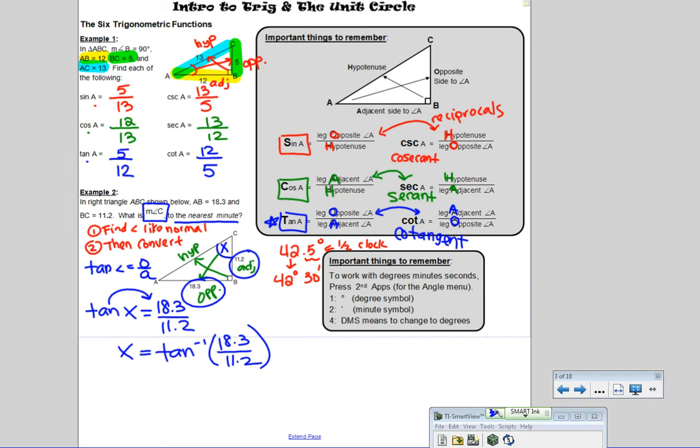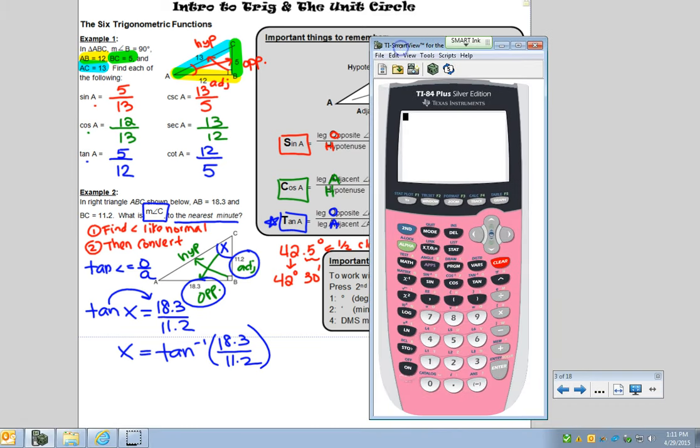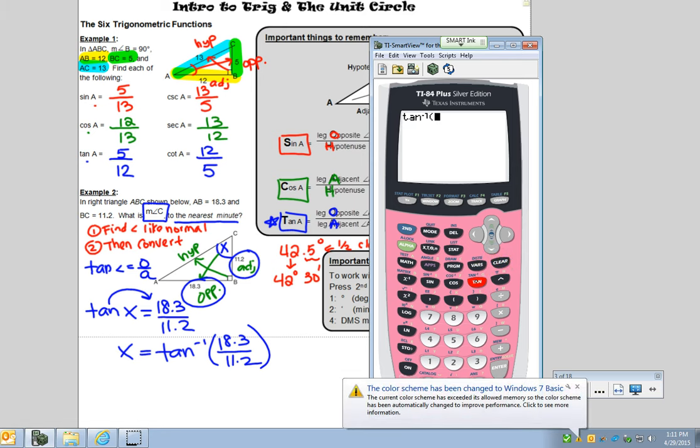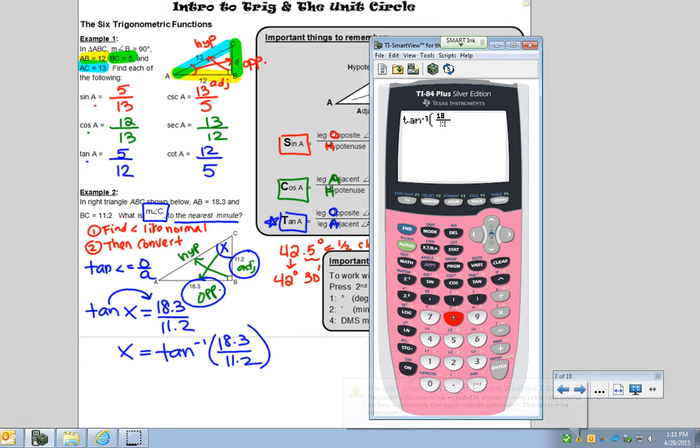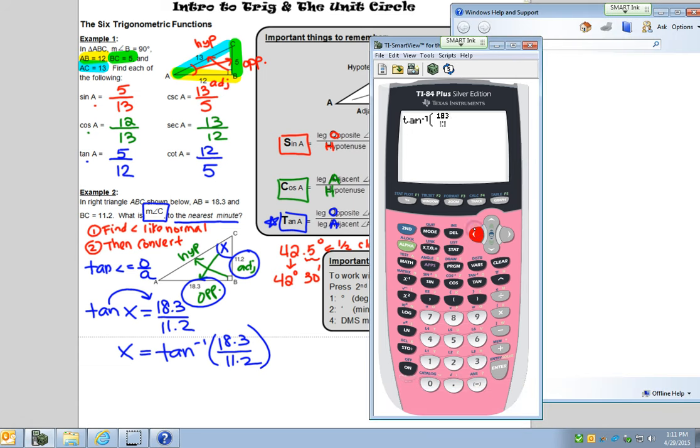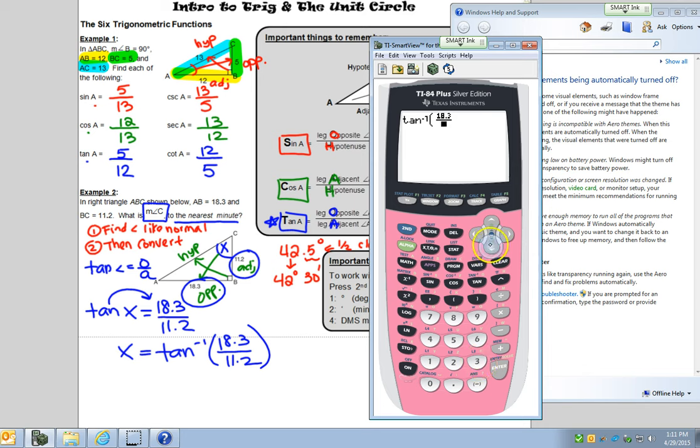Okay, putting that in our calculator. Oops. Tan inverse, second tan of... all right, and we get that answer. Now that answer is our degree value.